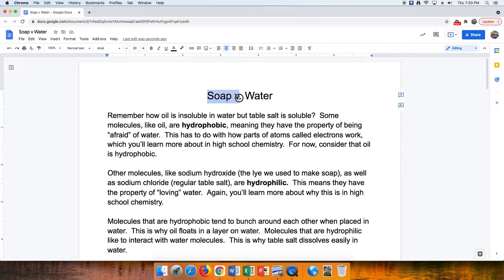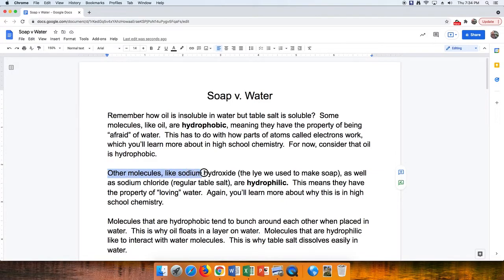Soap versus water. Remember how oil is insoluble in water, but table salt is soluble? Some molecules, like oil, are hydrophobic, meaning they have the property of being afraid of water. This has to do with how parts of atoms called electrons work, which you'll learn more about in high school chemistry. For now, consider that oil is hydrophobic.